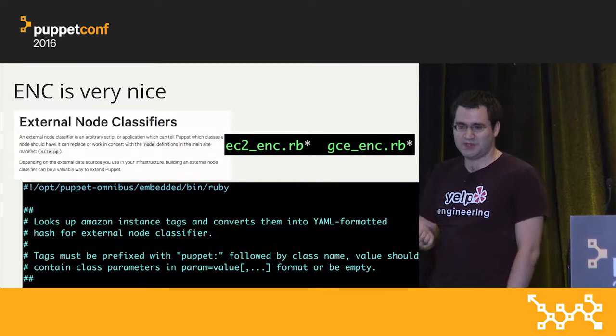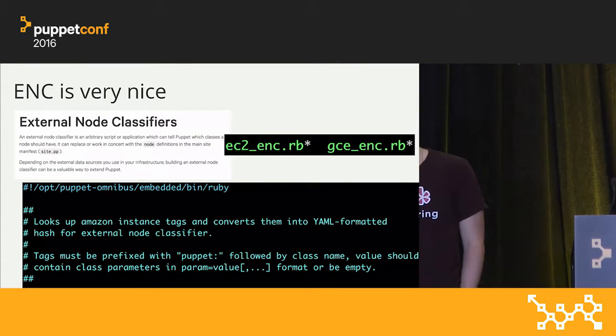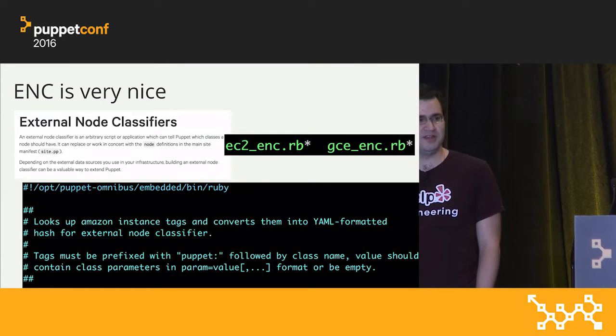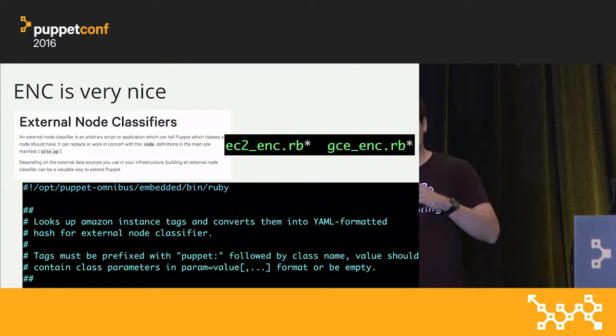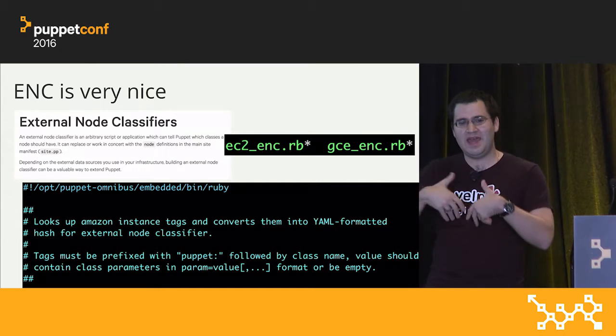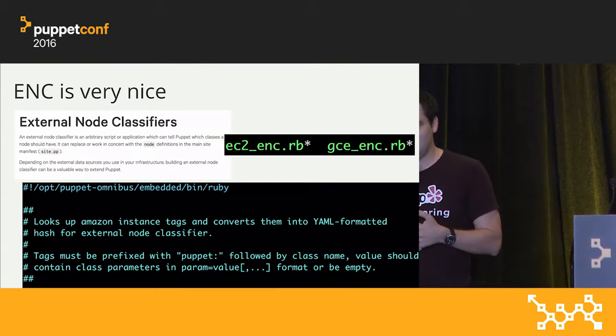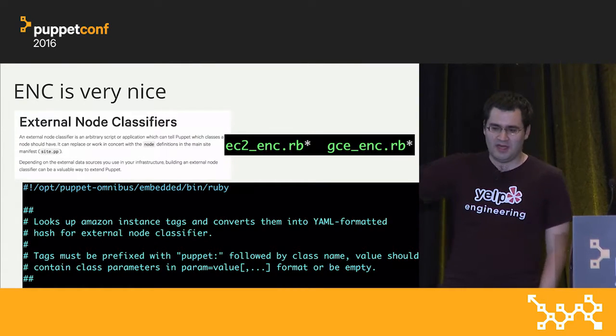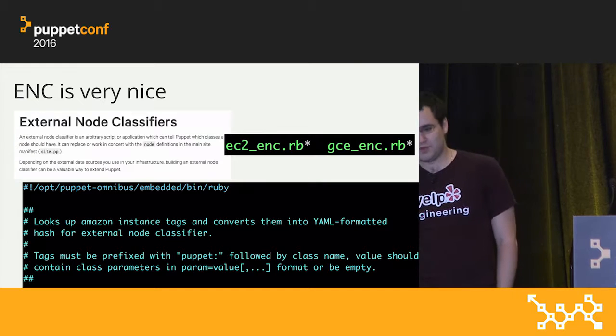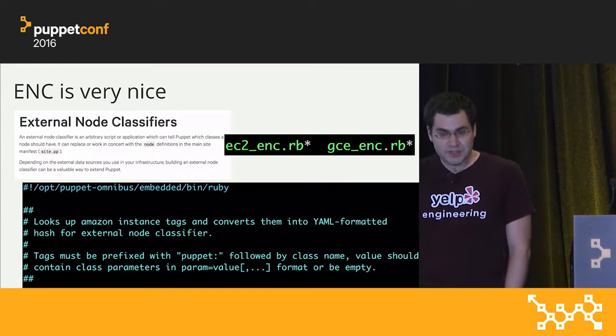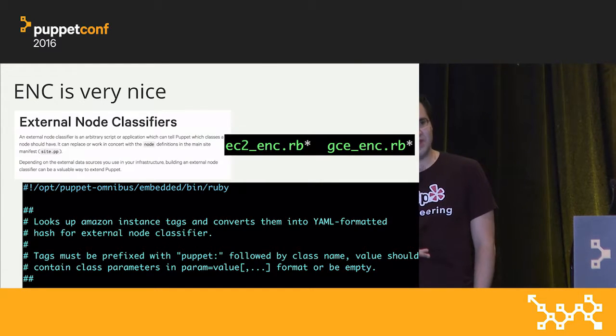Well, it gets there using external node classifiers, which are, I think, maybe underrated. They're a really awesome function of Puppet, which allows you, instead of using those node declarations, to write a script which, from external information, deduces which Puppet classes it should apply. For example, we've written one for EC2 and GCE. They're good open source external node classifiers. There are also external node classifiers for data centers.